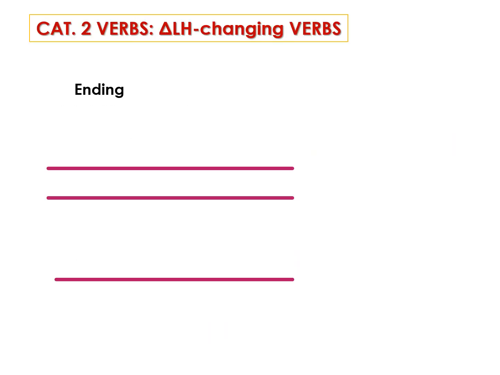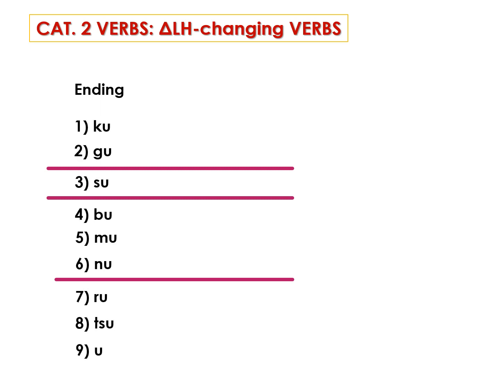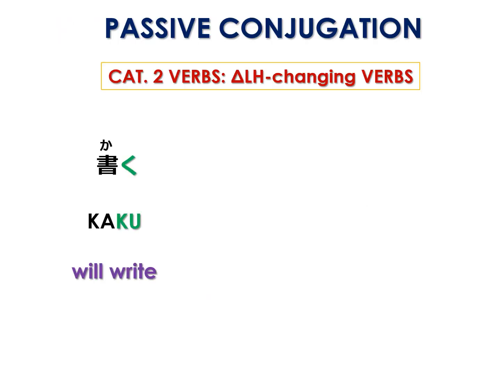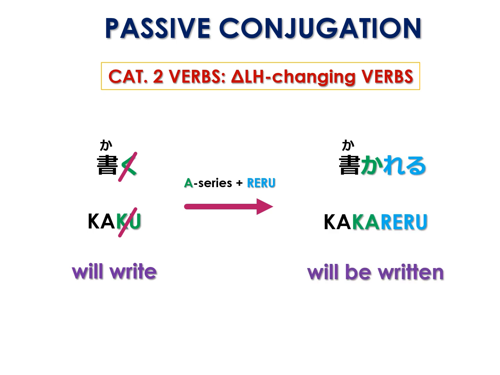For category 2 or last hiragana changing verbs, here are the 9 kinds of verb endings: ku, gu, su, bu, mu, nu, ru, tsu, and u. These endings change to the A series, turning to ka, ga, sa, ba, ma, na, ra, ta, and wa. And to these verb endings, we add reru. The new verb now behaves like a category 1 or ru-dropping verb. Here's one example, the verb kaku, to write or will write. Change the ku ending to the A series and add reru. So kaku becomes kakareru, will be written.